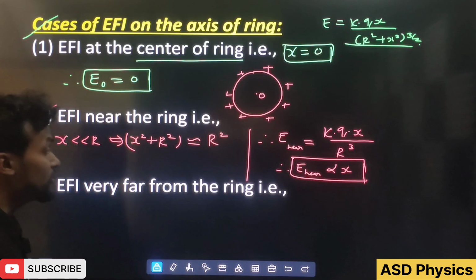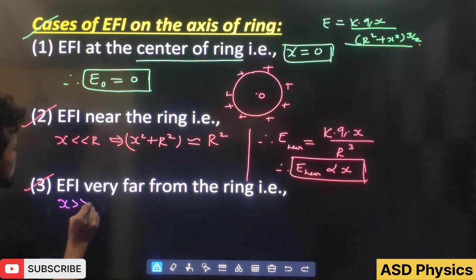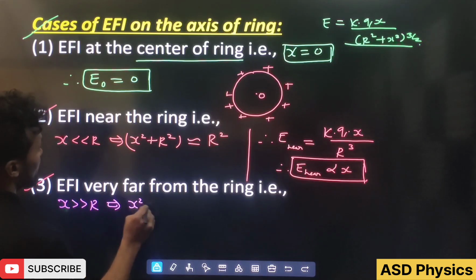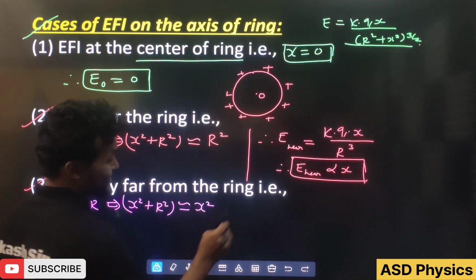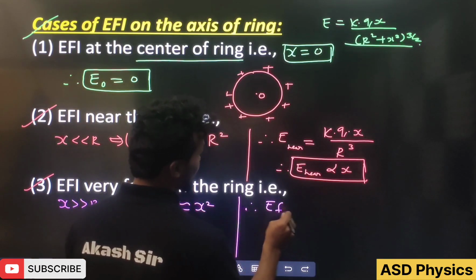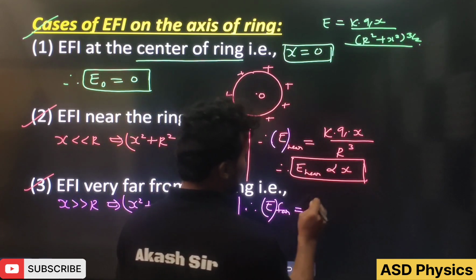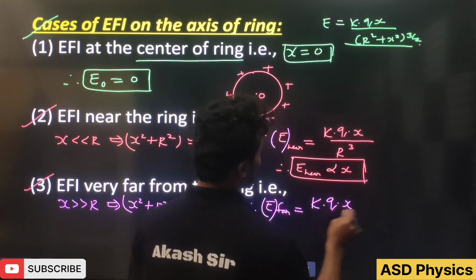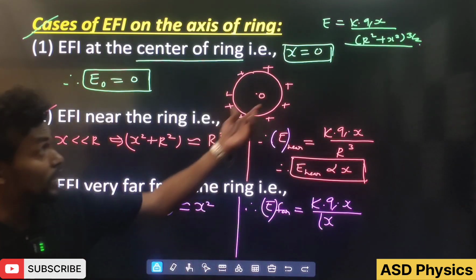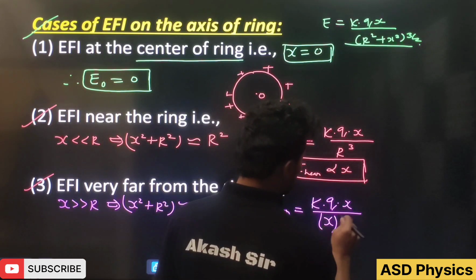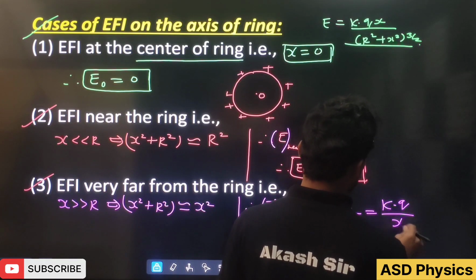Similarly, the electric field intensity very far from the ring. Very far from the ring, what will happen, students? Just see, x is greater than r, so x square plus r square is approximately x square. Now the electric field at a far distance, here it was near, but here far, is given by kqx over x square power 3 by 2. So it will become x cube, just basic exponents.